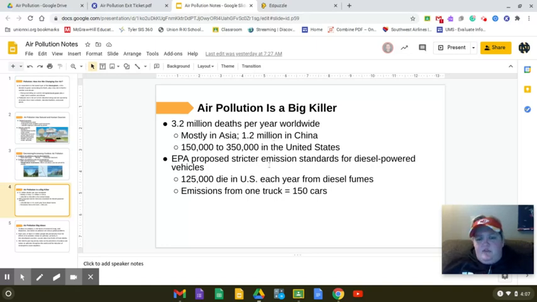The EPA proposed stricter emission standards for diesel-powered vehicles is just one example of how we're trying to control this with laws, to try and reduce the amount of pollution that goes into the air, because diesel-powered vehicles, like big trucks, put more of those harmful chemicals into the air. Like it says here, one truck equals the same amount of pollution as 150 cars. Now, granted, we need those trucks for certain things, don't get me wrong with that. But there are ways to try and make them more efficient so that they don't put that much pollution into the air. And that's kind of what we're trying to do.